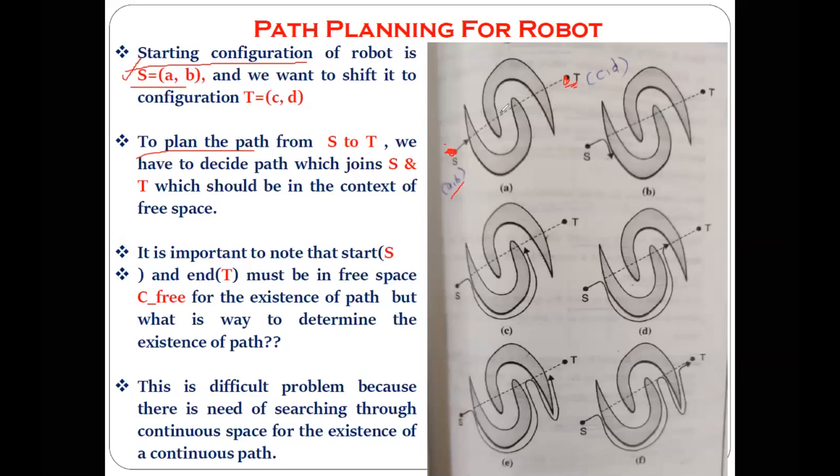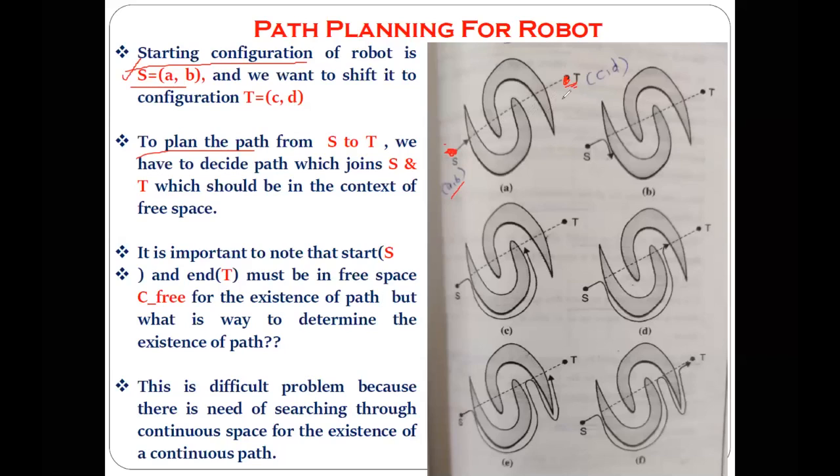So if the robot wants to move from this starting point S to T, what is the necessary thing? The first necessary thing is that the point S as well as the point T must be in the free space. This is the first necessity. Yes or no? Yes, sir.